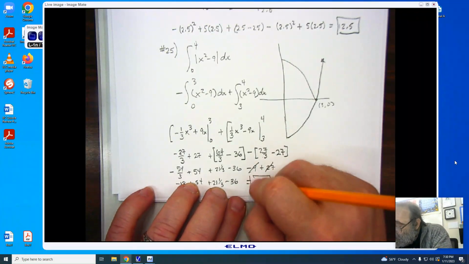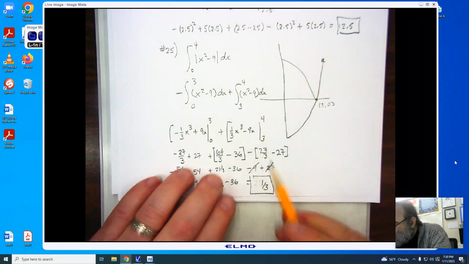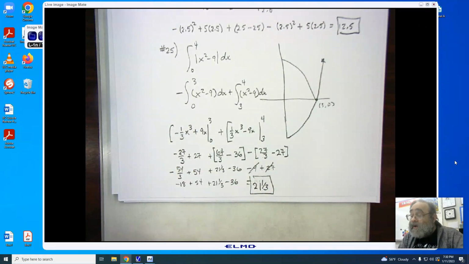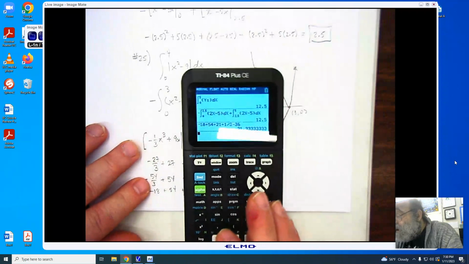Let's make that larger. It doesn't look like the mixed number it's supposed to be, and I don't like that. 21 1/3. There we go. Now we can check our answer just as easily. Let's go ahead and do this.